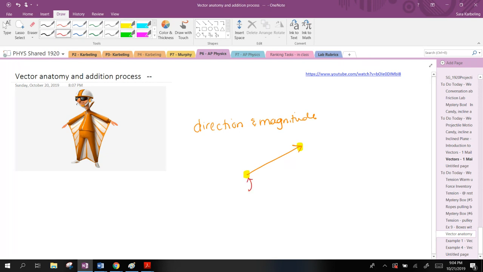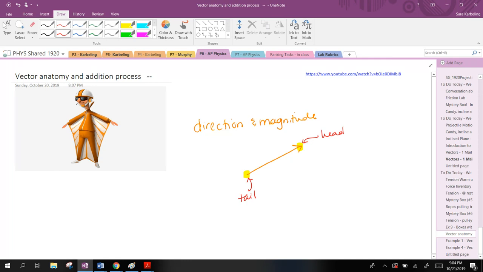The first point of the vector is right over here. It's the part without the arrow on it, and that's called the tail of the vector. And the part up here with the arrow is called the head. And just like you can with scalars, numbers that just have magnitude, with vectors, we can add them.